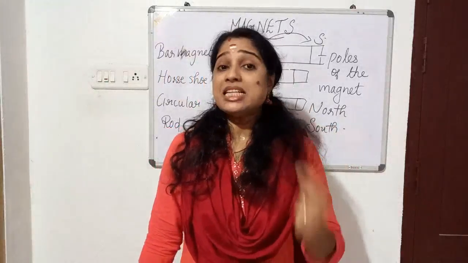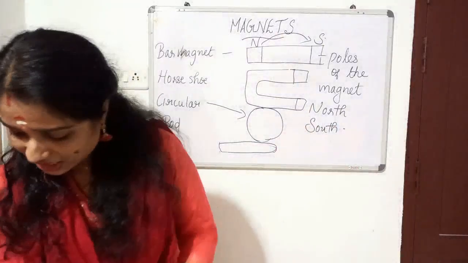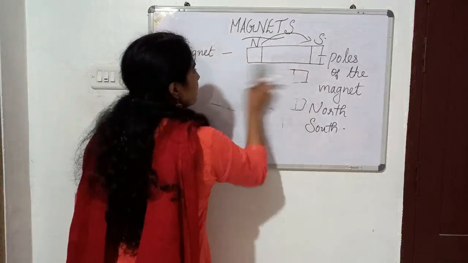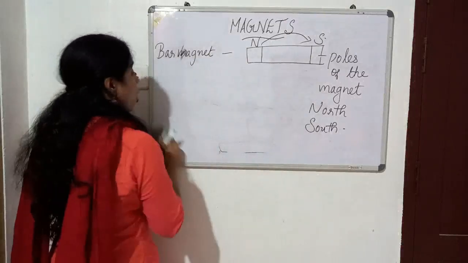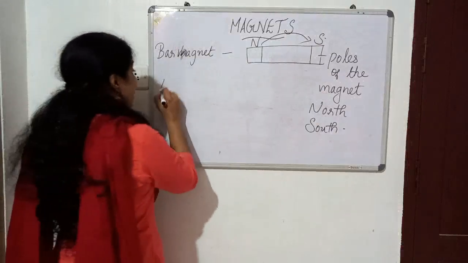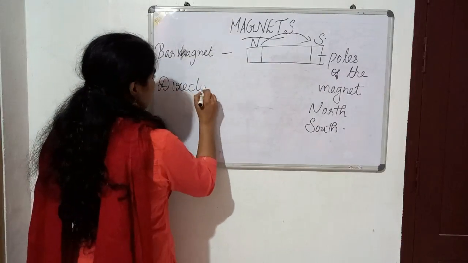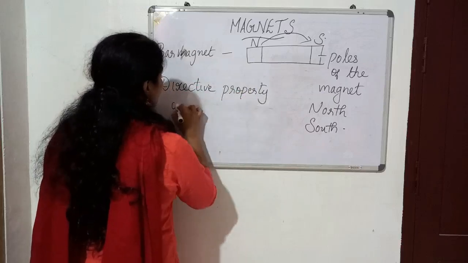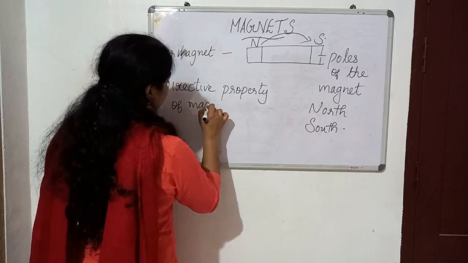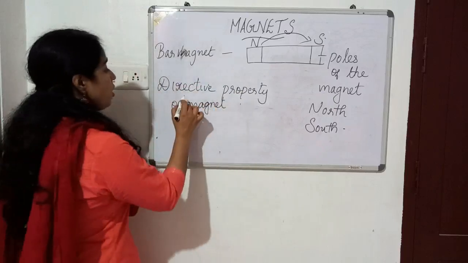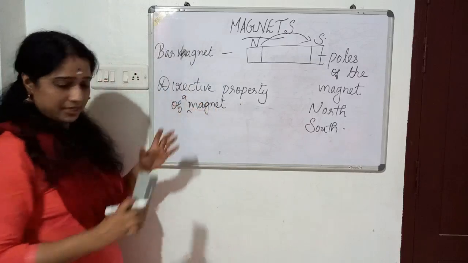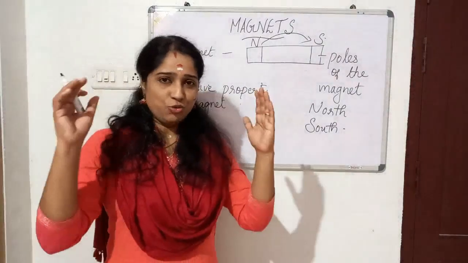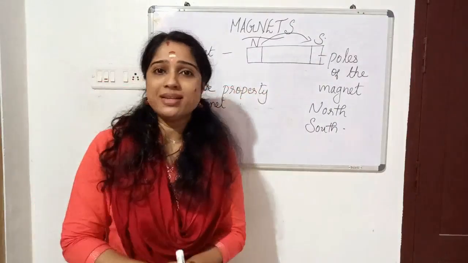Clear? Such a property of the magnet is known as the directive property. The property of a magnet to remain in the north-south direction, such property is known as what? Directive property of a magnet. Clear? What is the directive property of a magnet? The ability of the magnet to remain in the north-south direction.